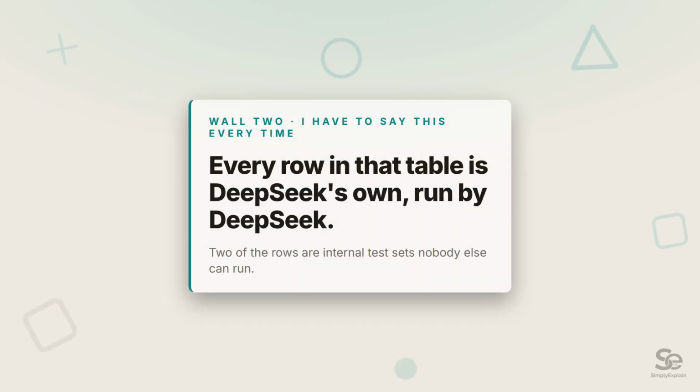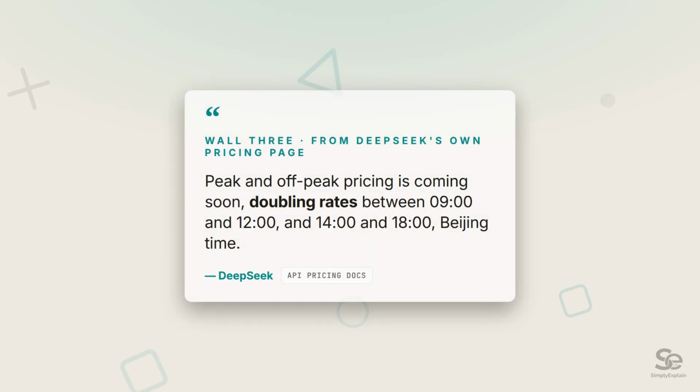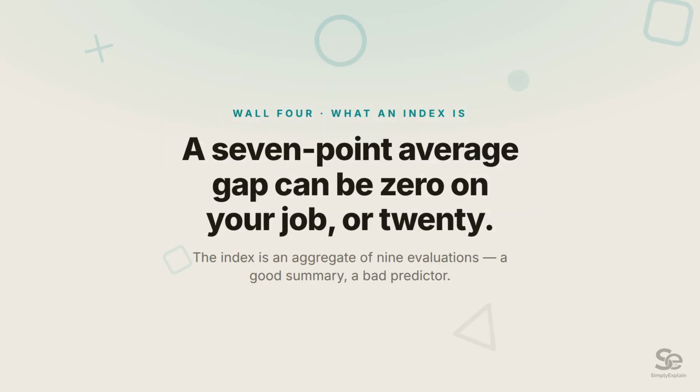Second, every number in that table is DeepSeek's own, run by DeepSeek, and 2 rows are internal sets nobody else can run. Third, DeepSeek's own pricing page says peak pricing is coming, and that rates will double for 2 windows of the Beijing working day. Fourth, that 50 against 57 averages 9 evaluations. A 7-point average gap can be 0 on the thing you actually do, or 20.